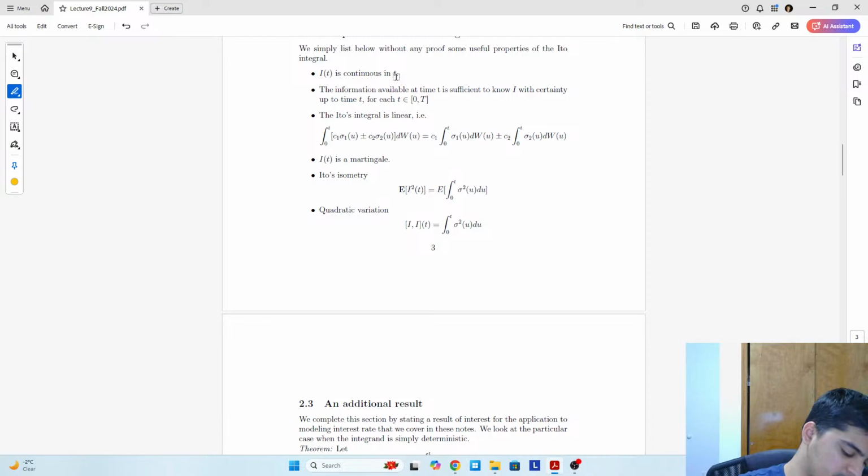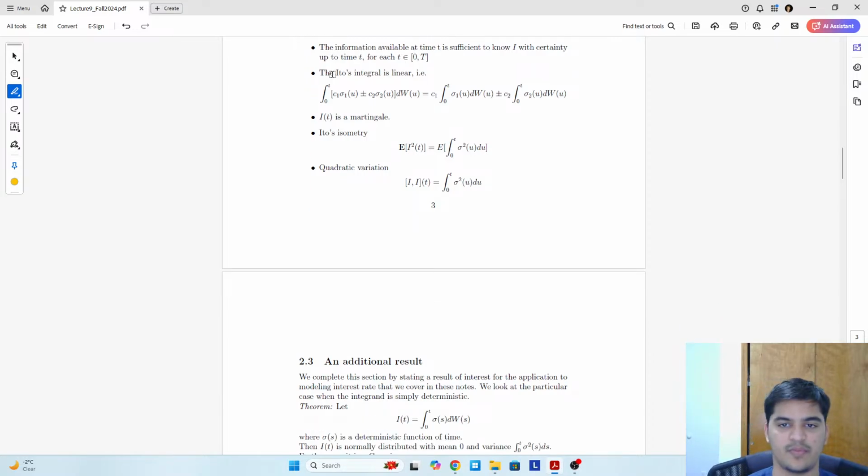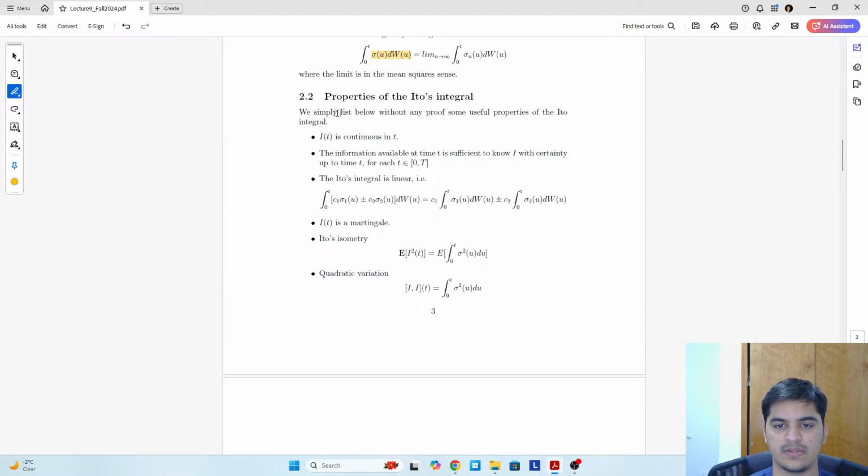So the Ito integral is continuous in time t. The information available at time t is sufficient to know I with certainty up to time t. So if the information available at time t is available, we can determine the value of I until time t. So this value can be determined if we know other information.